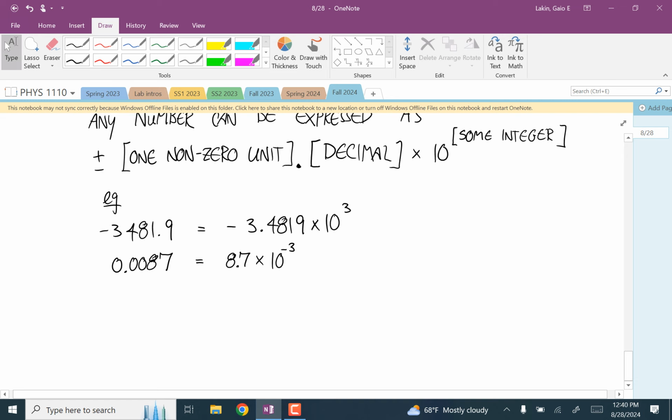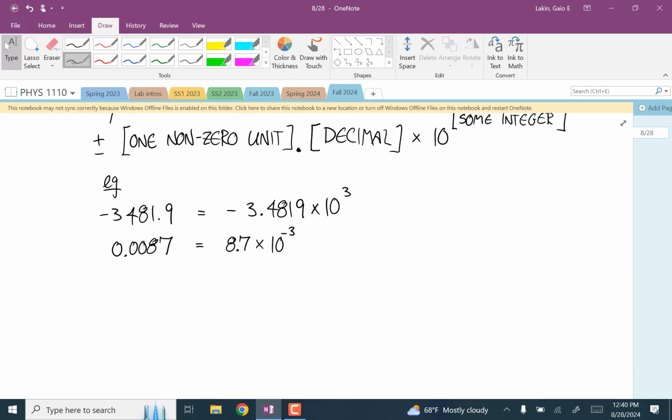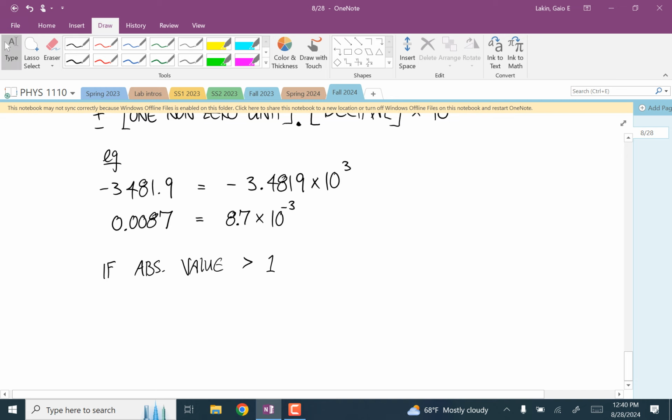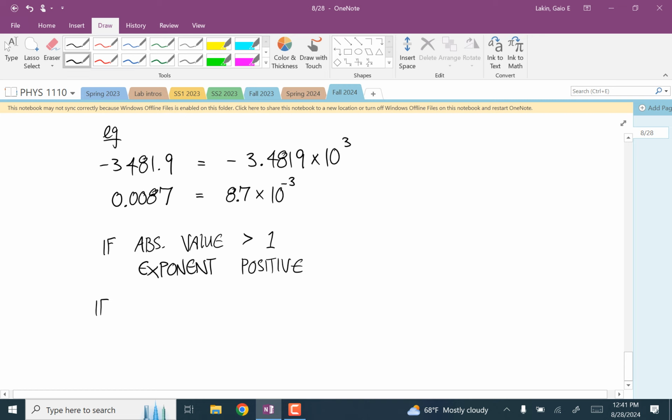In order to do this, well, let me write that down actually. So if the absolute value is greater than 1, then the exponent is positive. And if the absolute value is less than 1, then the exponent is negative.